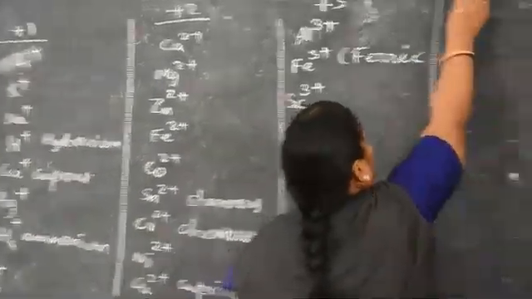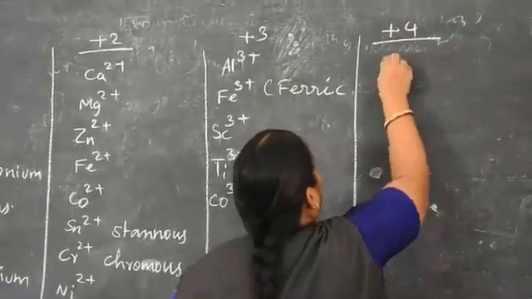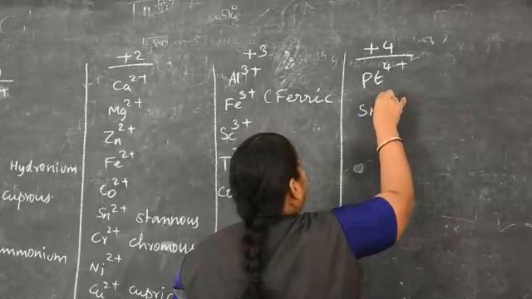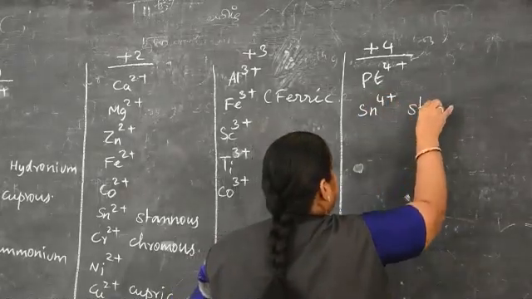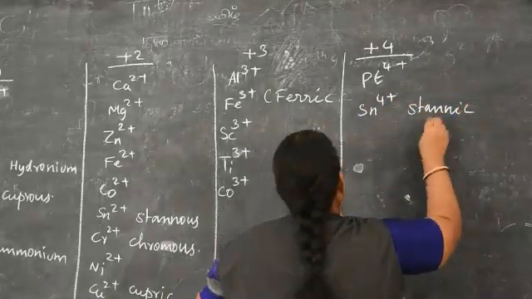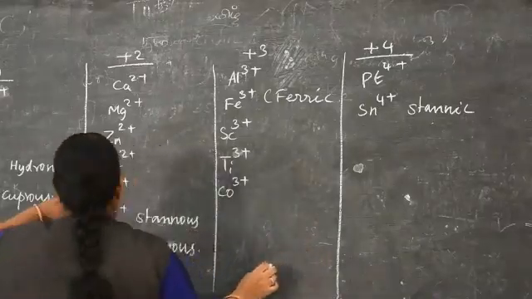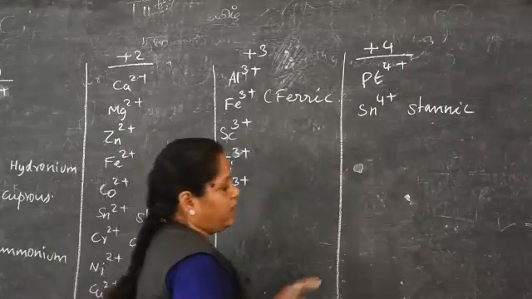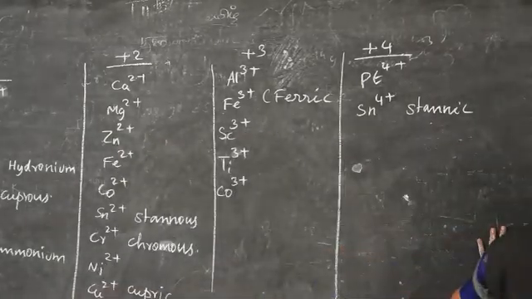Plus 4. Pt, platinum 4+, this is called as stannic. This is stannic, Sn2+ is called as stannous. Okay, like that. So what about the element with a negative charge?